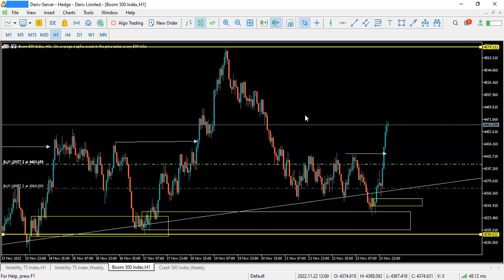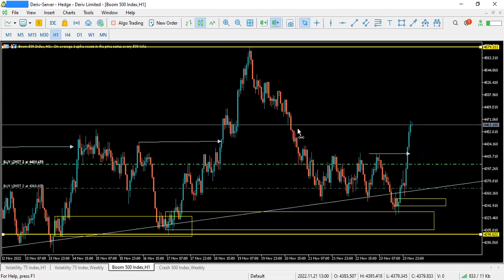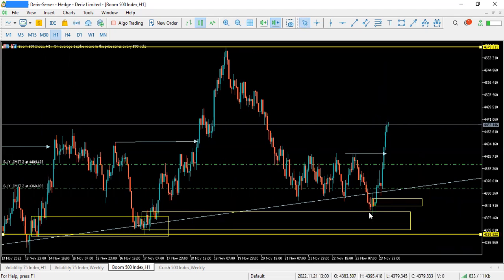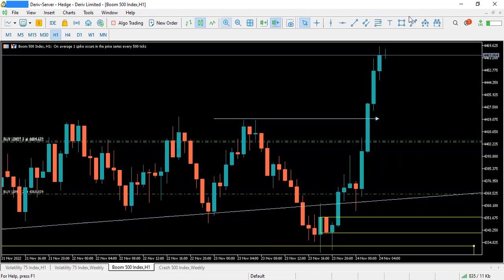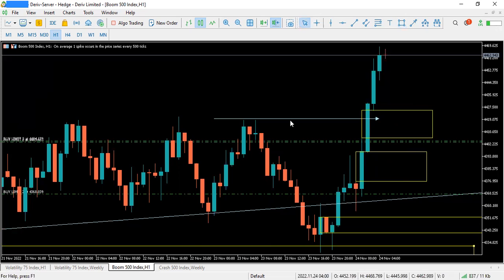So according to the 1 hour, we might get entries either on the fair value gaps. The fair value gaps, I'm talking about this level, this level, or this level. I mostly prefer these levels because our strategy is to buy in discounts. Probably it can come and tap into this zone before booming all the way to the upside.